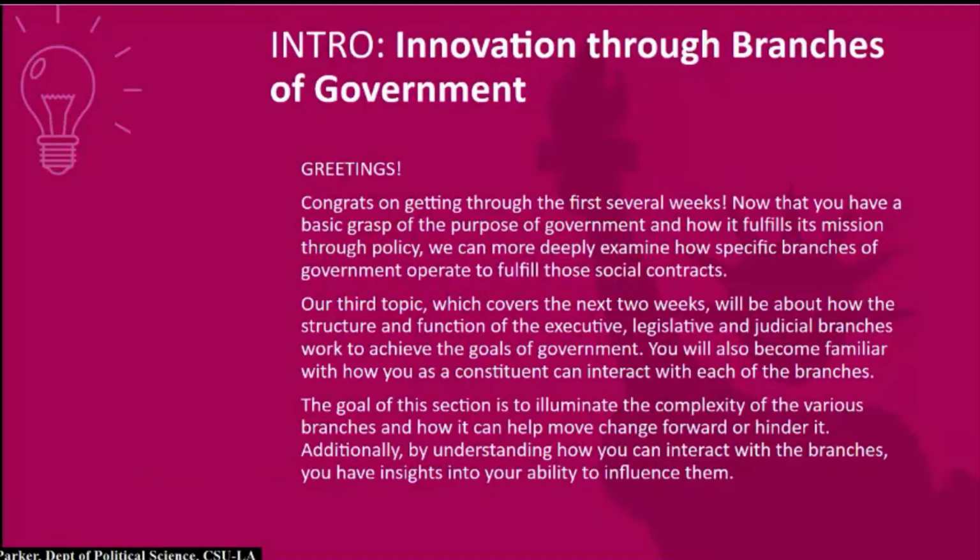Now that you have a basic grasp of the purpose of government and how it fulfills its mission through policy, we can now more deeply examine how specific branches of government operate to fulfill those social contracts. Our third topic, which covers the next 2 weeks, will be about the structure and function of the executive, legislative, and judicial branches and how they work to achieve the goals of government. You'll also become familiar with how you, as a constituent, can interact with each of these branches.